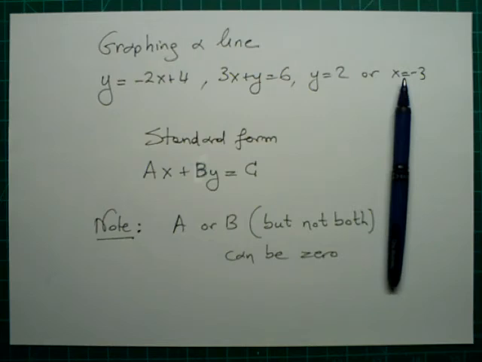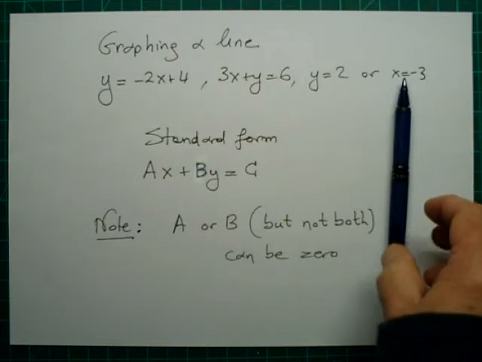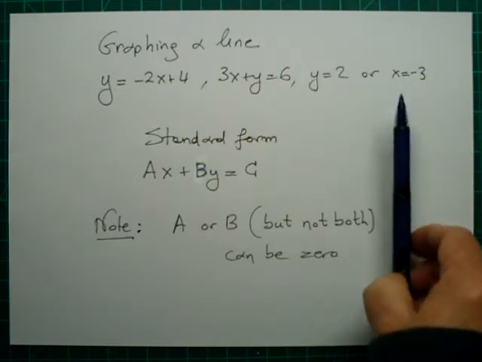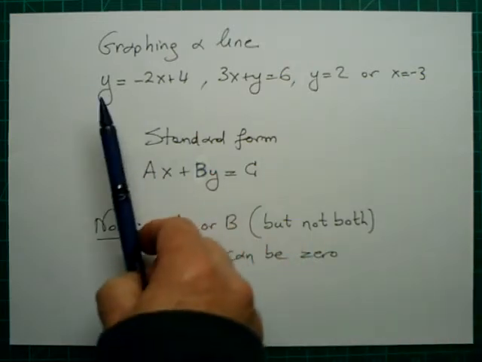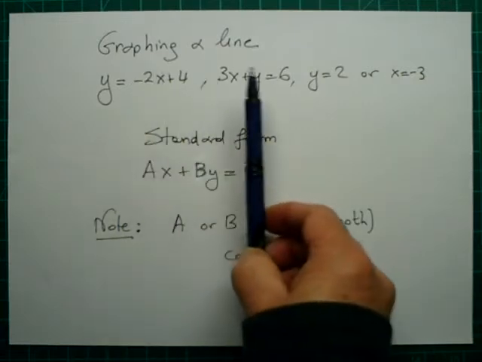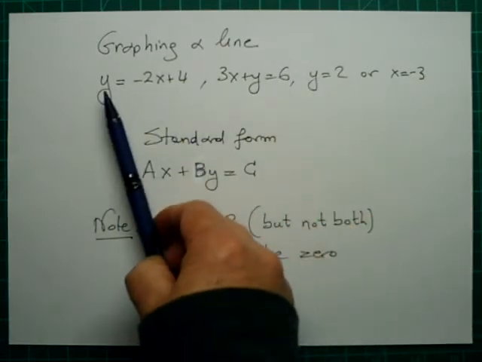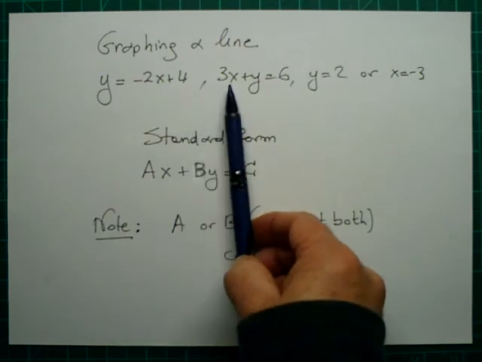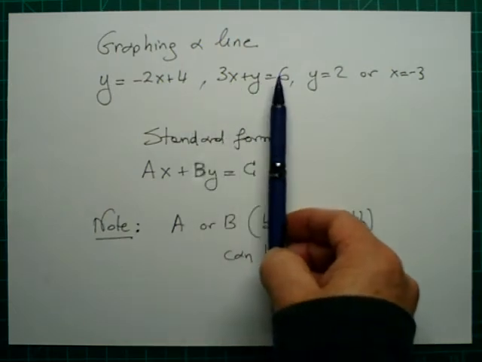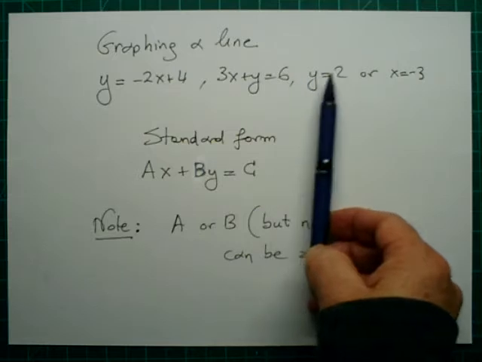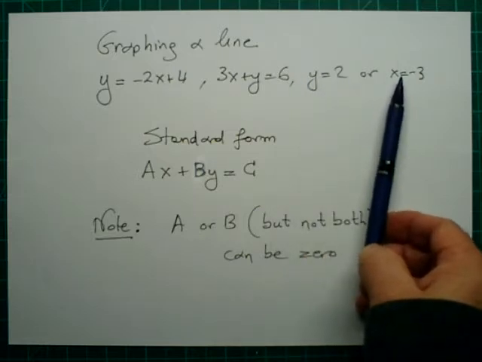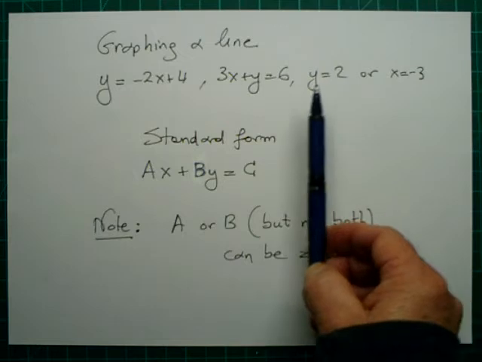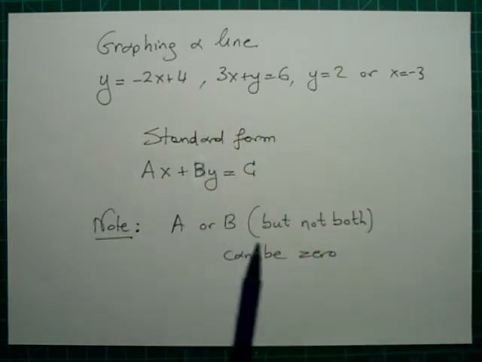Hello friends. Today we are going to talk about graphing a line. First degree equations in two variables such as y equals minus 2x plus 4, 3 times x plus y equals 6, y equals 2 or x equals minus 3 have graphs that are straight lines.